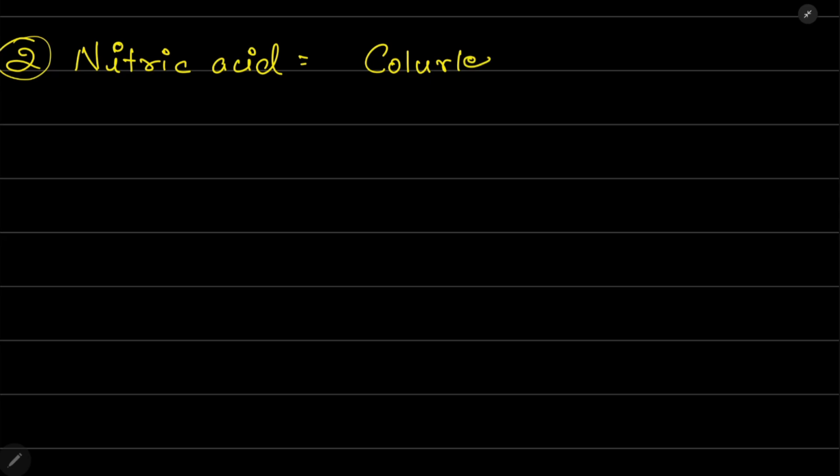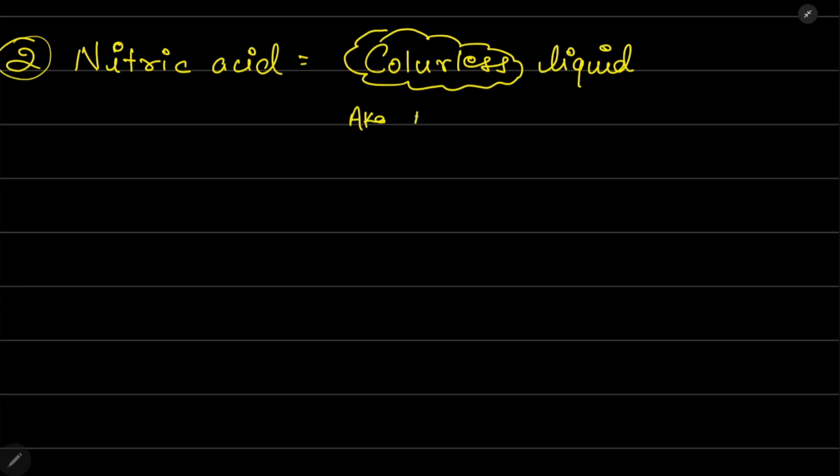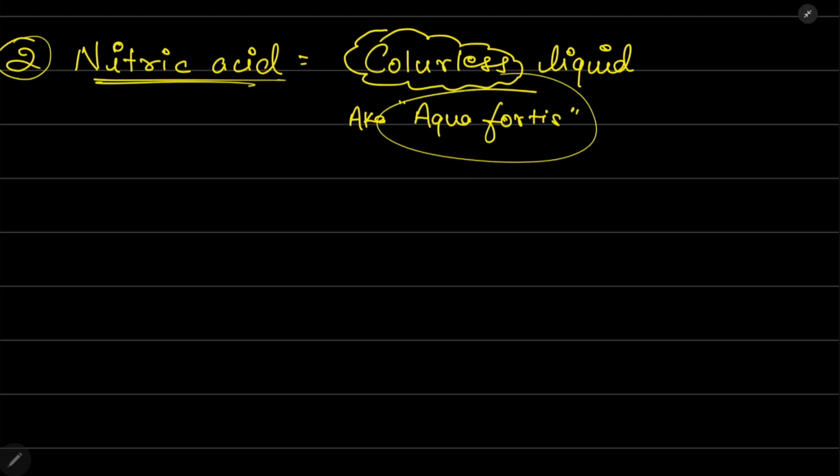That's all you have to learn about sulfuric acid. Now we are going to start the next acid, that is nitric acid. Nitric acid is a colorless liquid. Just mark the point, colorless. It is also known as aqua fortis, whereas sulfuric acid is also known as oil of vitriol.